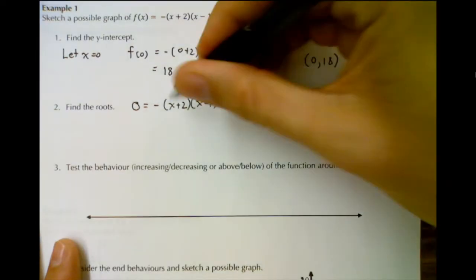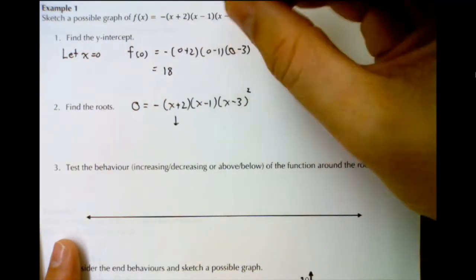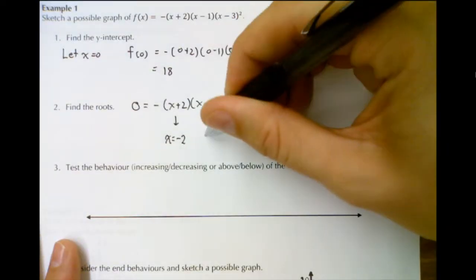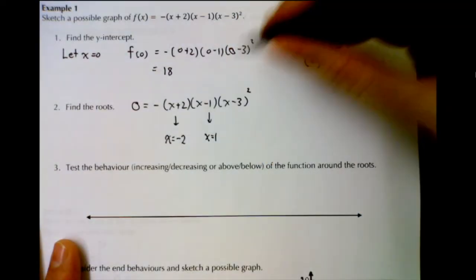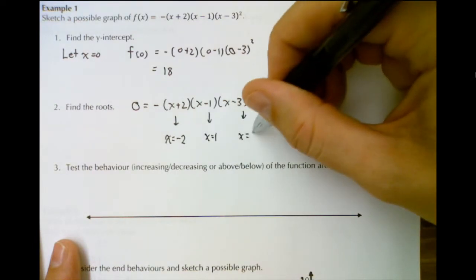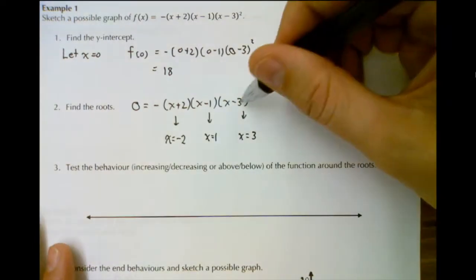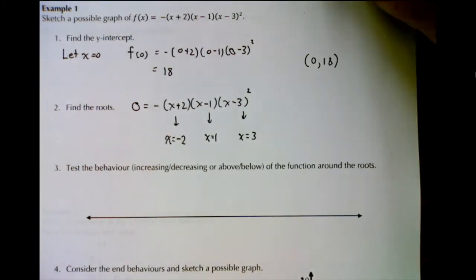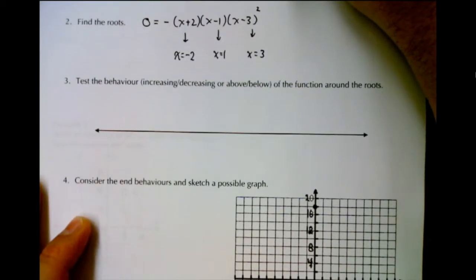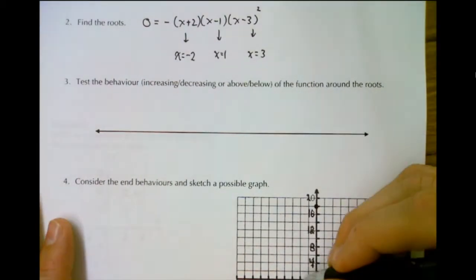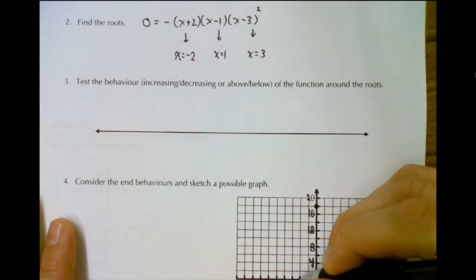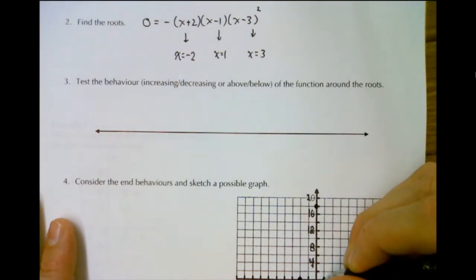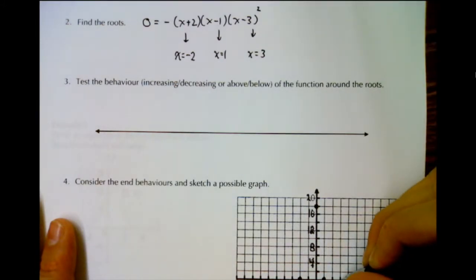And if we look at each bracket, we can pull out the root. X equals negative 2, because negative 2 would make that bracket 0. X equals 1, because 1 would make that bracket 0. And x equals 3, because 3 would make that bracket 0. So we have 3 roots, which are 3 x-intercepts in this case. So if we go back down to our graph, our roots are negative 2, positive 1, and positive 3.